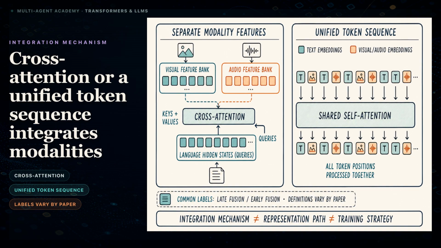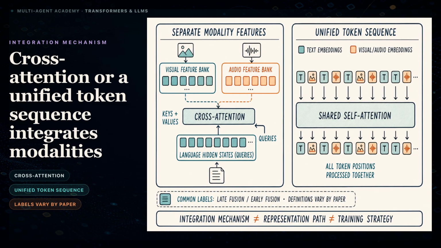Next, ask how visual or audio representations interact with text representations inside the model. One architecture keeps modality features in a separate sequence. Cross-attention uses language hidden states as queries and modality features as keys and values. Another architecture inserts visual or audio embeddings beside text embeddings in one sequence. Shared self-attention then processes all token positions together.